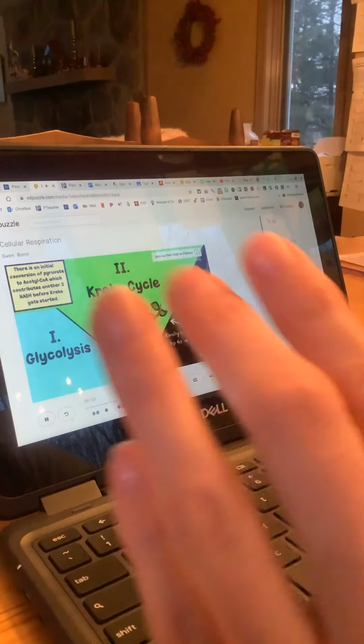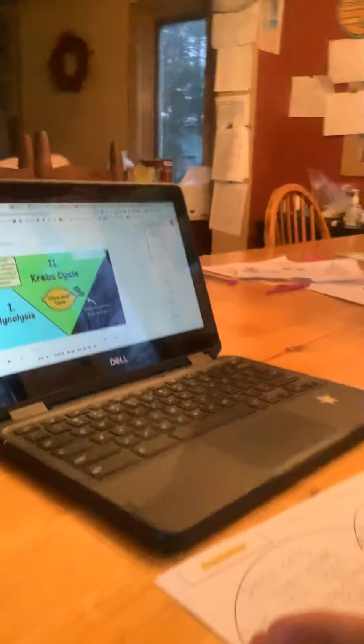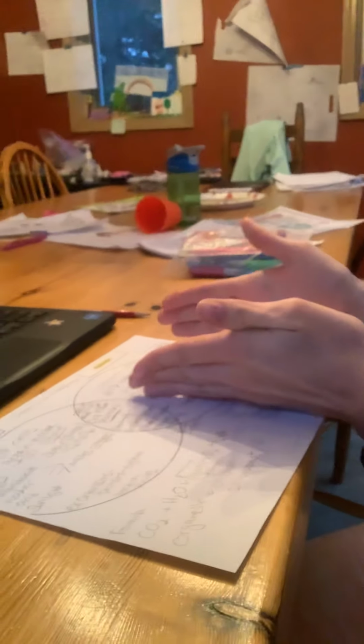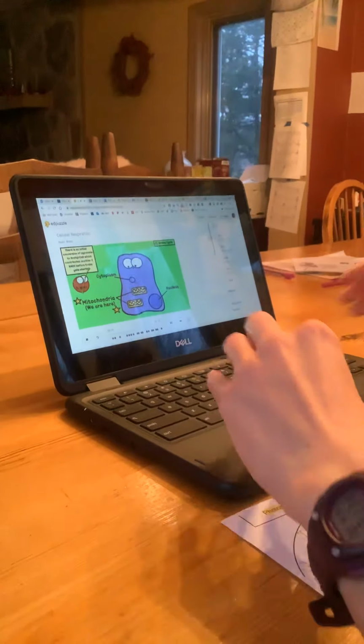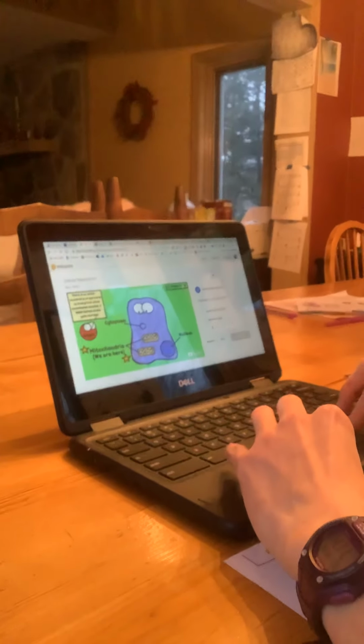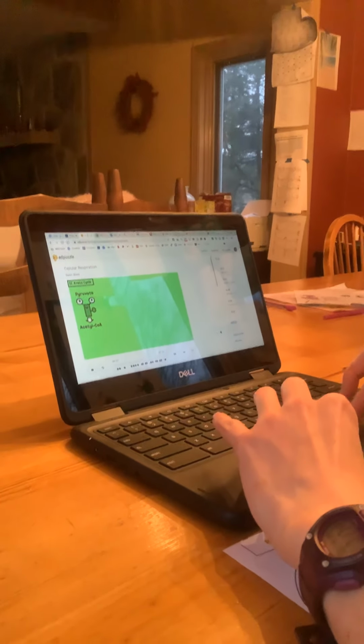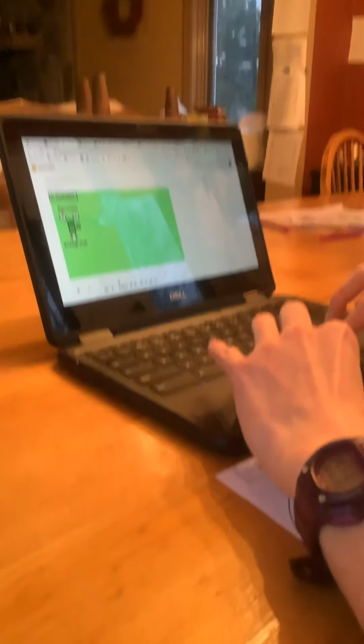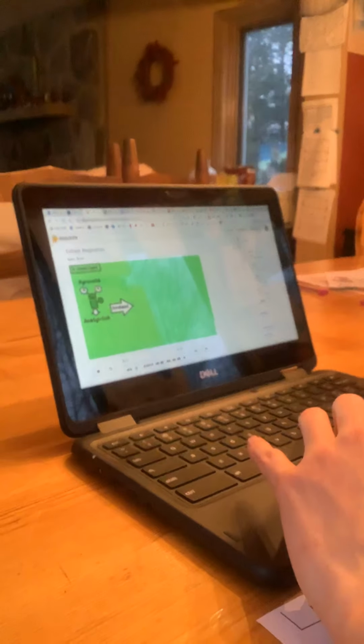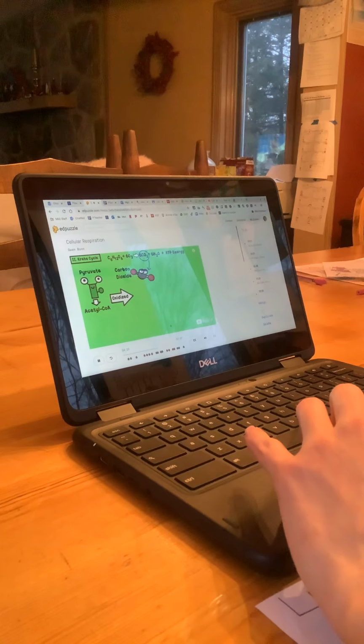Your flip grid, you are only explaining photosynthesis, you are explaining respiration, you're explaining where each one happens, you're explaining when it happens, you're explaining how it happens. And you will be graded on that.